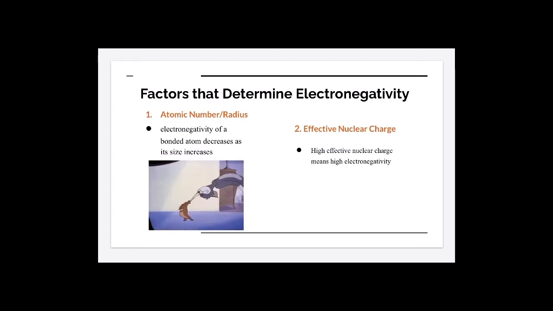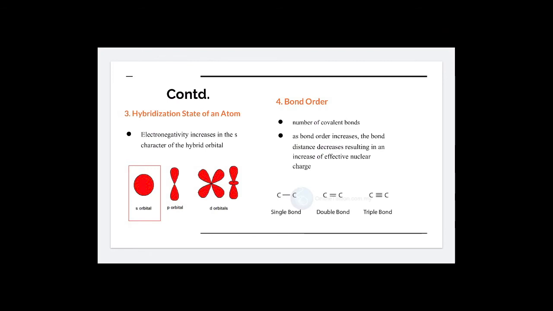Our number 2 is effective nuclear charge. High effective nuclear charge means high electronegativity. Number 3 is hybridization state of an atom. Electronegativity increases in the s character of the hybrid orbital.